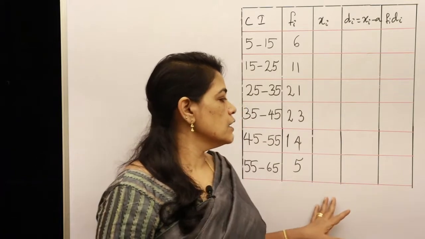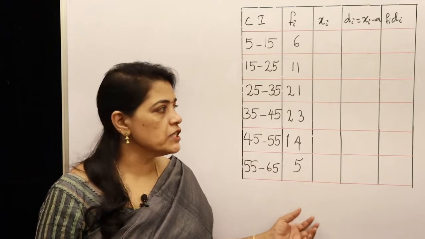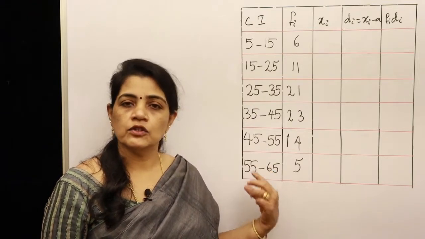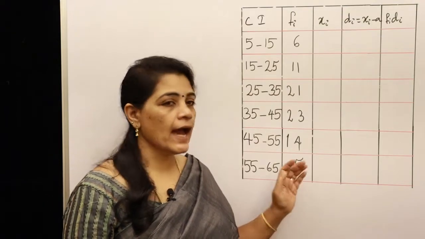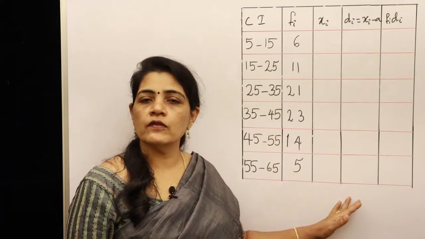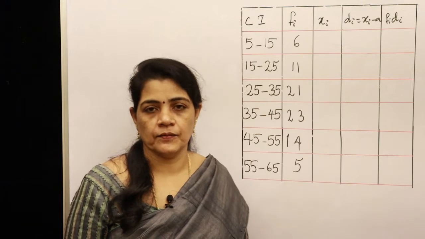Problem number 1 of exercise 14.2. This following table shows the age of the patients admitted in a hospital during a year. We have to find out the arithmetic mean and mode of this given frequency distribution table, and also we have to interpret and compare these two measures of central tendency.